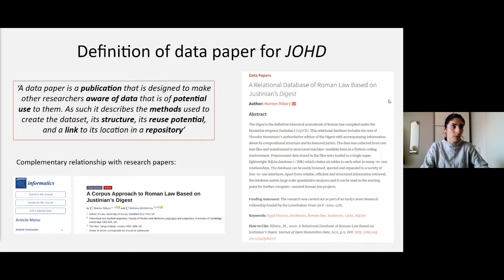The data paper doesn't have to be alone in this process, so it's really in a complementary relationship with research papers. For instance, here we have an example of a data paper published in the journal, Relational Database of Roman Law based on Justinian's Digest, which has also been connected to a research paper published in another journal. The two of them are complementary because the data paper describes the dataset on which the research results are based, and the research results are illustrated in another research paper, which is meant specifically for that.